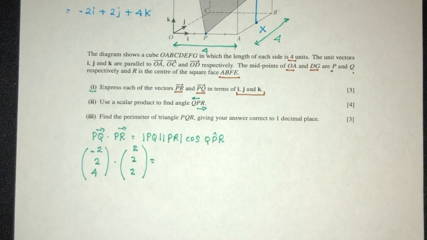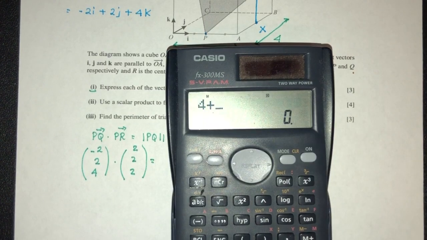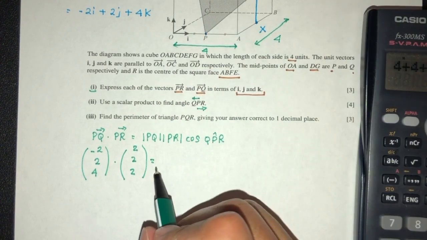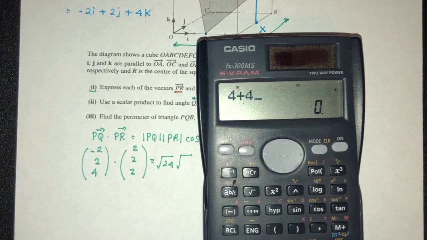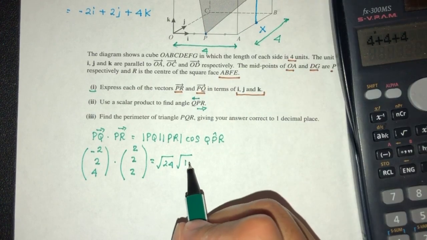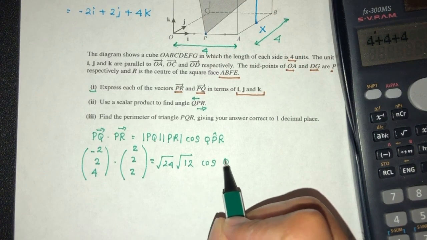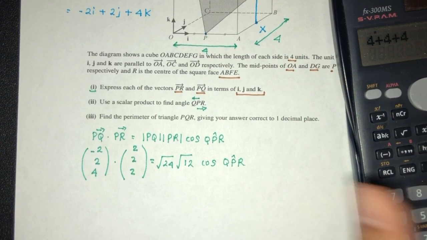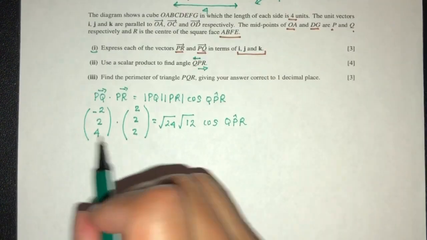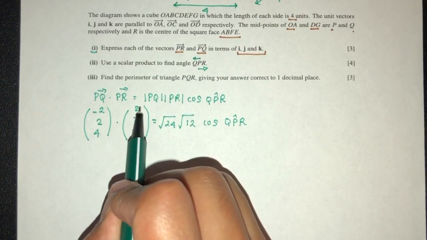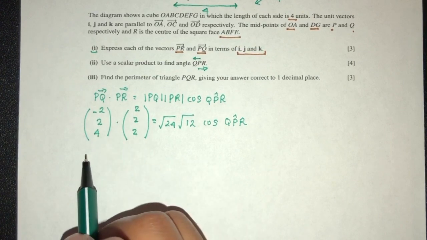Here we have to find the magnitude of each of them. So that will be 4 plus 4 plus 16. That will be root of 24. That will be 4 plus 4 plus 4. That should be 12. Cos of QPR. Scalar product, so minus 2 times 2. Minus 2 times 2 is minus 4.